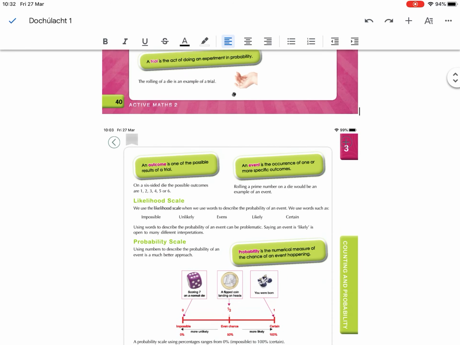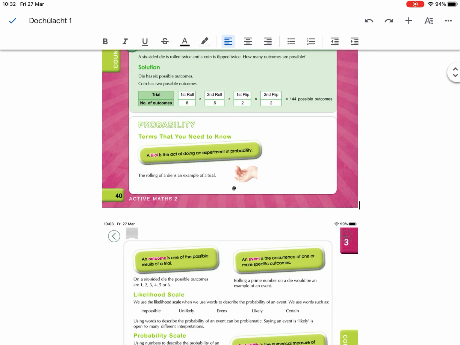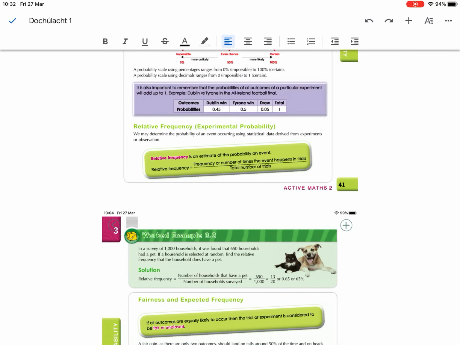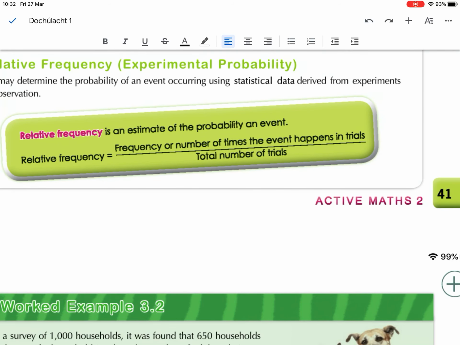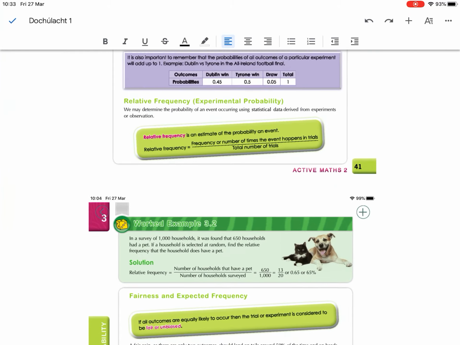The second thing this chapter moves on to is probability, and I'm going on to page 41 and the probability scale. We've done that a good bit in class, so I'm hoping that's okay. If not, come back to me with an email or a question. And it's looking at relative frequency. You'll see there a formula for relative frequency, and it is the frequency or number of times an event happens in trials over the total number of trials.